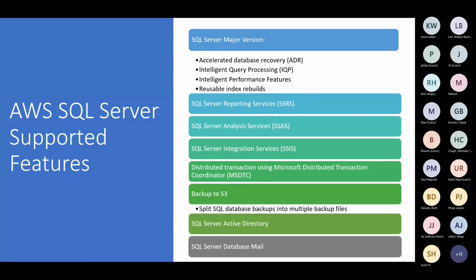These are, for example, the features and options that are made available. For example, there is accelerated database recovery. You have intelligent query processing. They support intelligent performance features like reusable indexes. And then they also support Reporting Services, Analysis Services, Integration Services, and distributed systems. And the good thing is you can back up your database to S3.